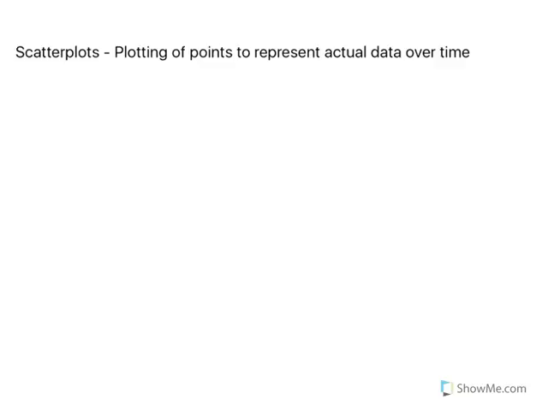All right, here we're going to introduce scatter plots into our linear models. So basically scatter plots are plotting of points, right? Ordered pairs, an X and a Y, to represent actual data over time. So you can use a scatter plot to kind of show trends, whether things are increasing, decreasing, and that's kind of what we're going to look at in this video.